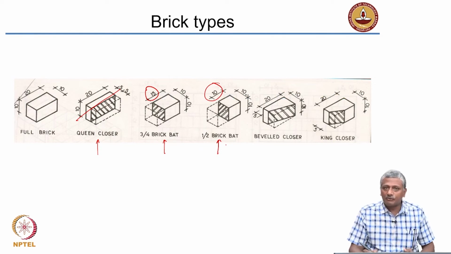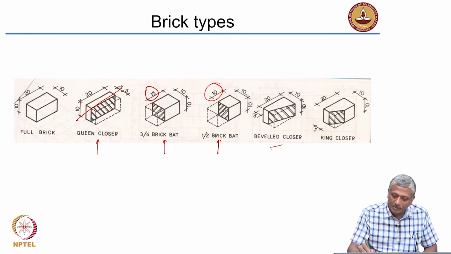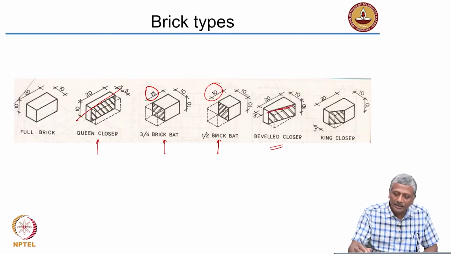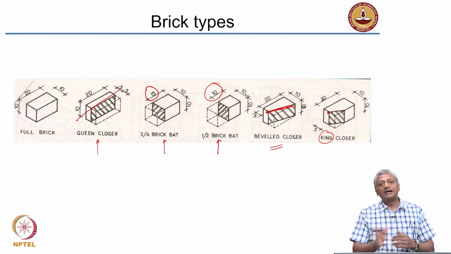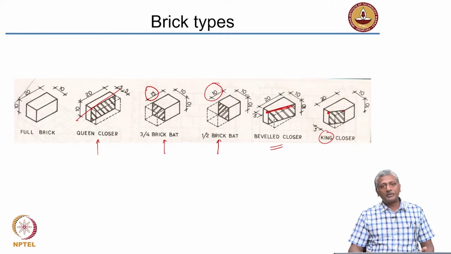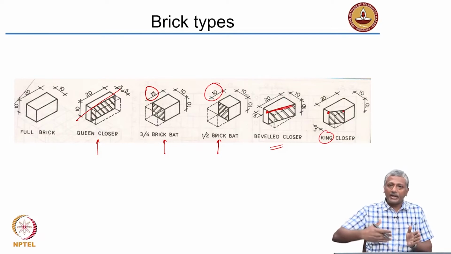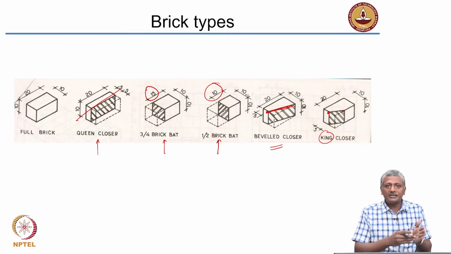You can sometimes go for very different shaped bricks also, like a beveled closer, where you are cutting along an incline from the center of one face to the edge of the other face. And you also have the king closer, where you are cutting from the center of one face to the center of the adjacent face. So, again it depends on the kind of requirement that your wall has. Sometimes to end the corners you may actually need special bricks.